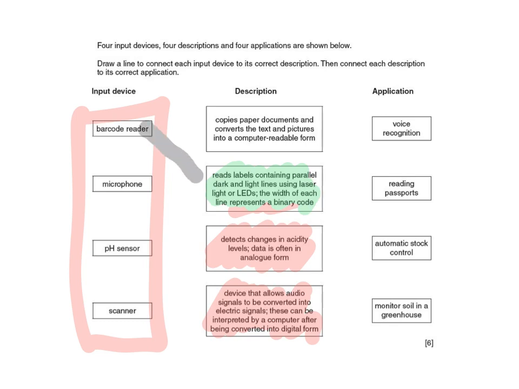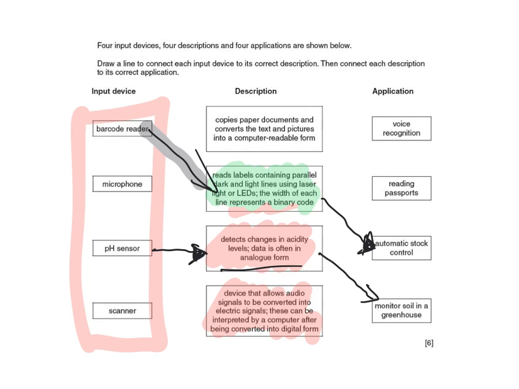There we go. We've got barcode reader. So let's link that up. And then we've got an application that it goes along with. So obviously not voice recognition, not monitoring soil. Automatic stock control is obviously the one there, being used in stores and so on. The next one I was most confident on is the acidity levels. I'm pretty sure that's something to do with sensors detecting pH. There we go. And where would we use that? Well, we're not going to use a pH sensor for voice recognition or reading passports, and we've already ruled one out, so monitoring soil in a greenhouse.